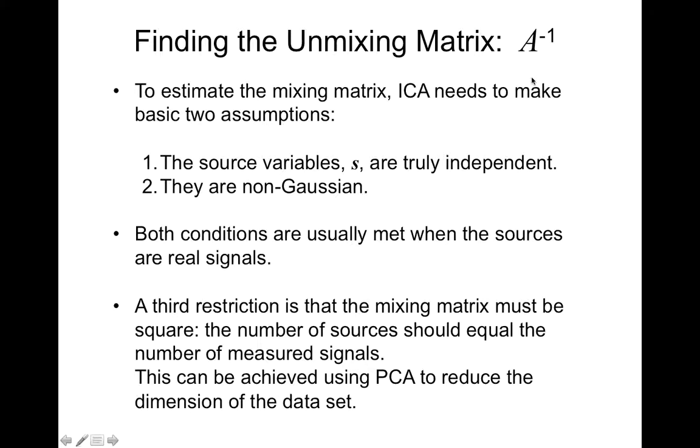To estimate the mixing matrix, independent component analysis makes two basic assumptions. One is that the source variables are truly independent, and the second is that they are non-Gaussian. Both conditions are usually met when the sources are real signals. A third restriction is that the mixing matrix must be square. In other words, the number of sources has to equal the number of measured signals. That's why it's so important to use PCA to reduce the dimensionality of the data set.